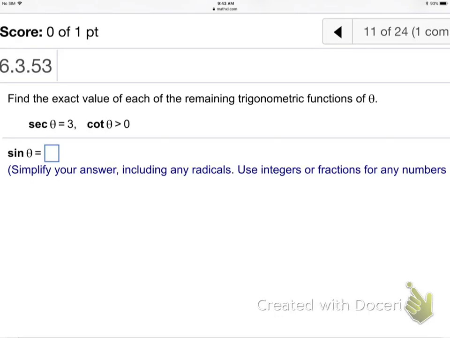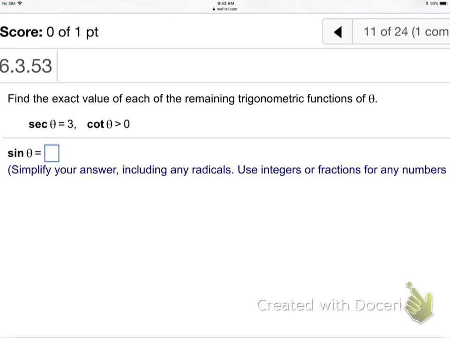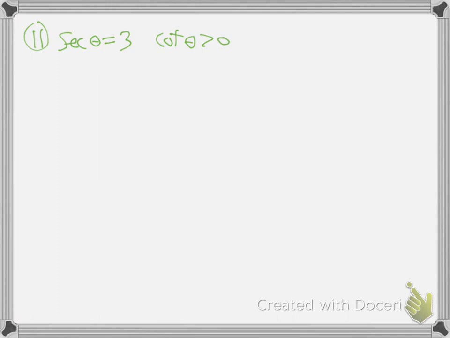Okay. So I'll just get a fresh screen again. Number 11, secant theta is 3, and cotangent theta is greater than 0. All right, try that one. Actually, let me help you as you get going. Find out what quadrant. You always want to start with which quadrant. You want to draw the triangle in the correct quadrant. Which quadrant are we in? Let me give you a second.